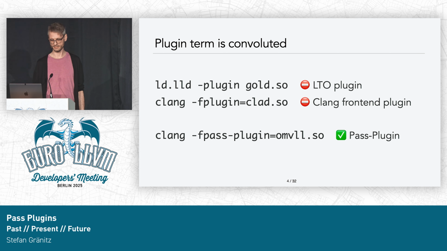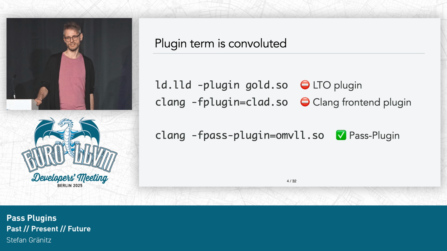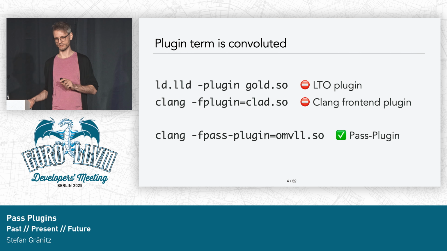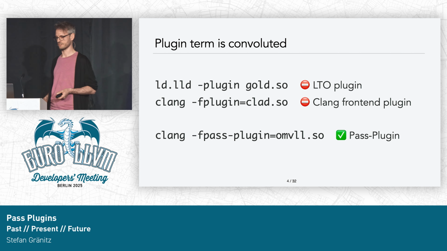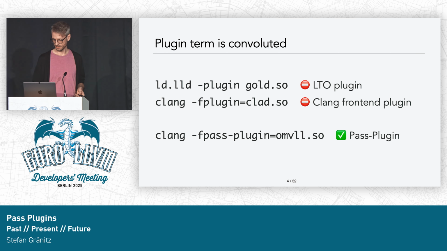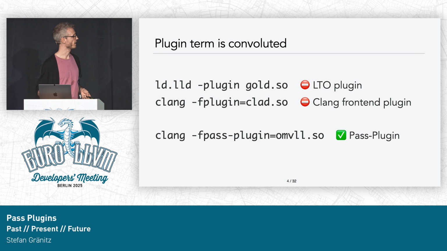Another note beforehand, the plugin term is quite convoluted in LLVM. I'm not talking about LTO plugins, and I'm not talking about Clang front-end plugins that work on the AST. I talk about pass plugins, and those are the ones that transform LLVM IR, and we usually pass them as -fpass-plugin to Clang.